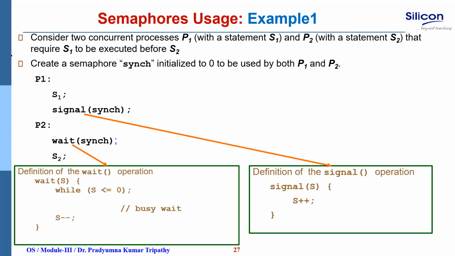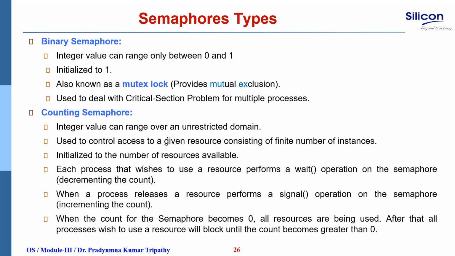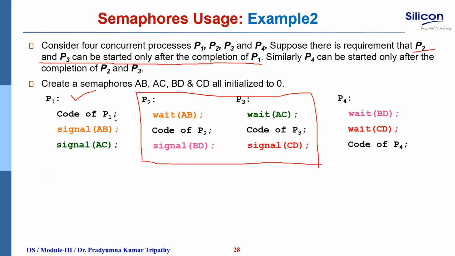Just look at the previous example. I wanted S1 to be executed first, before S2. So what did we give? After S1 executed, we gave signal, and for P2 we gave wait. Similarly here, I want P1 to execute first, then the code of P2 and P3. Particularly for P2, I want P1 to execute before P2.